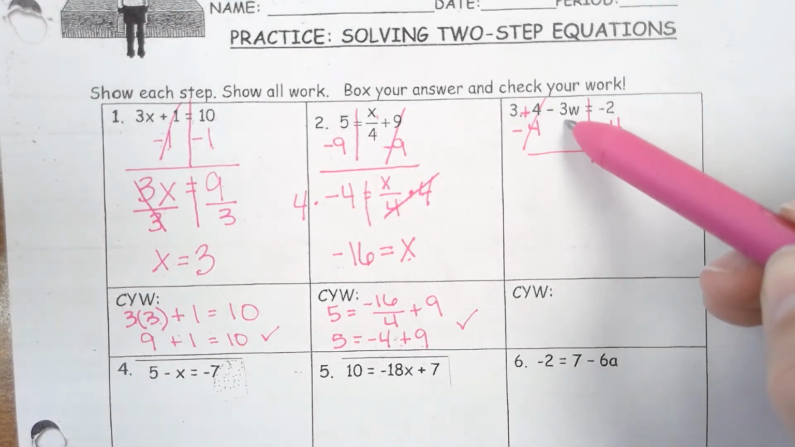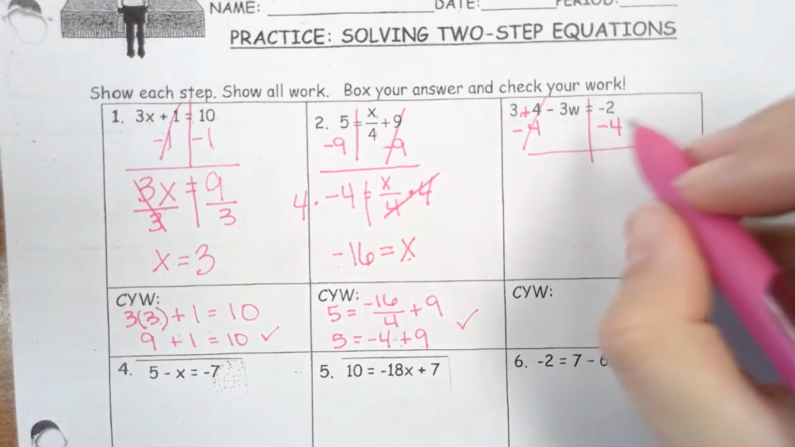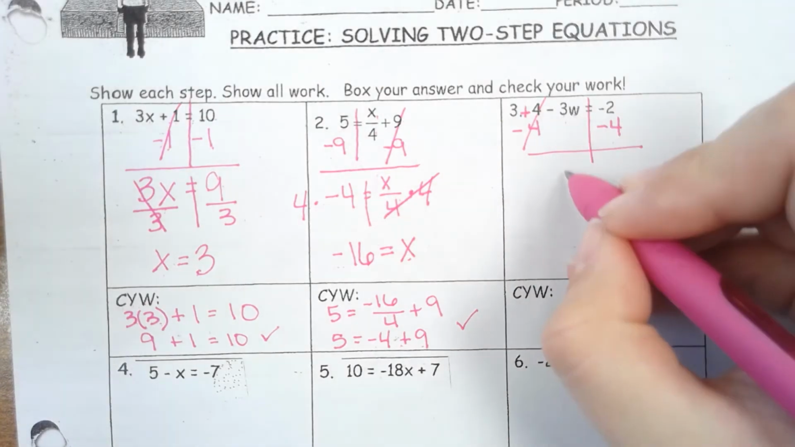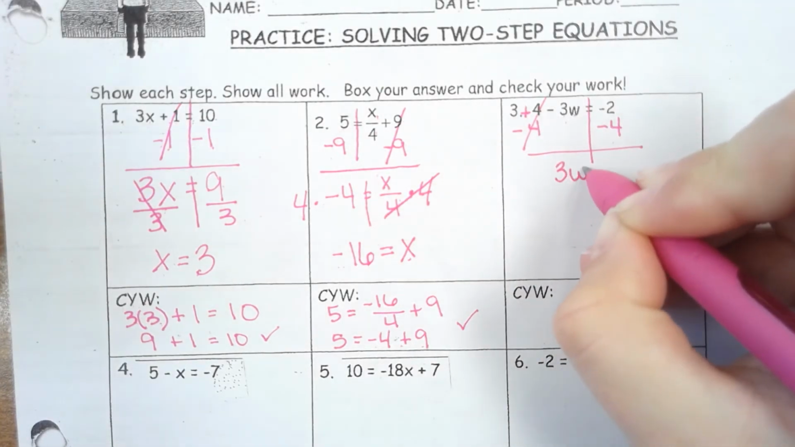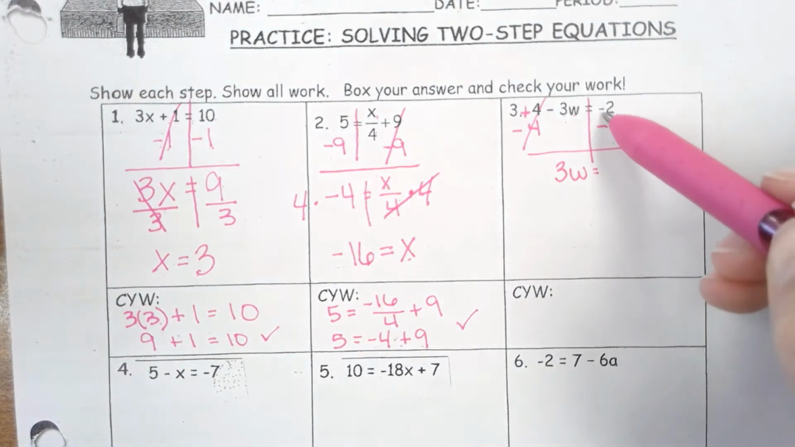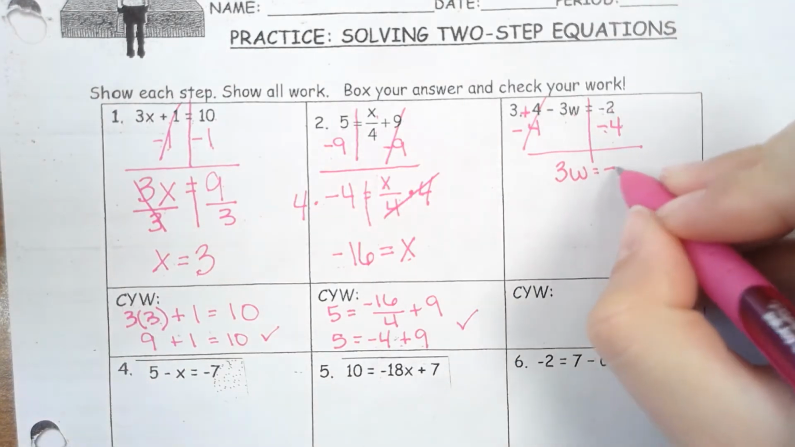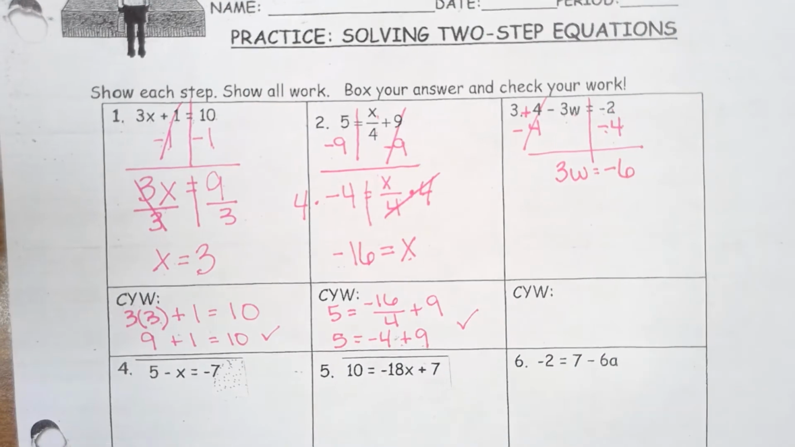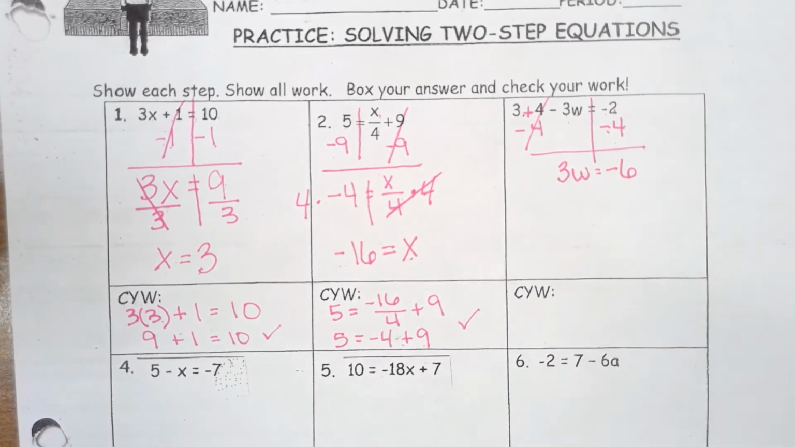So here's the part that students mess up. A lot of students see this 3w and they're like, oh, okay, so I'm going to bring down the 3w, and then negative 2 minus 4 gives me negative 6. Okay. However, there is one thing that they're missing.